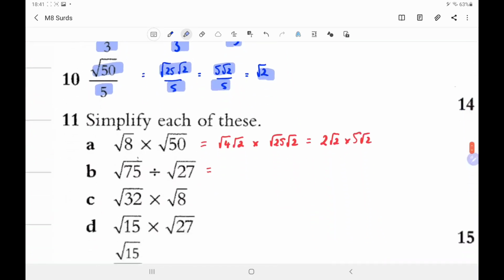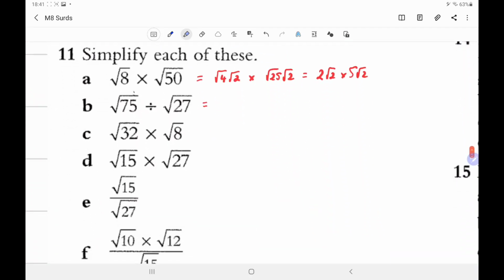So let's move on to the next set of questions, question 11, where you're simplifying and you have an additional operation, multiplication or division, or maybe even both later on. So just look at the first question, root 8 multiplied by root 50. First thing you want to do is simplify root 8, and then simplify root 50. So root 8 is root 4 root 2, which becomes 2 root 2. Root 50 is root 25 root 2, which becomes 5 root 2. So we haven't performed the multiplication yet. So this is what we need to perform.